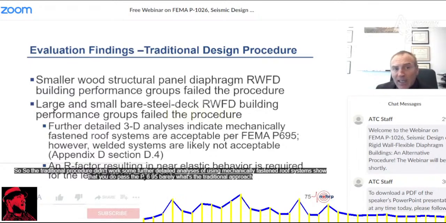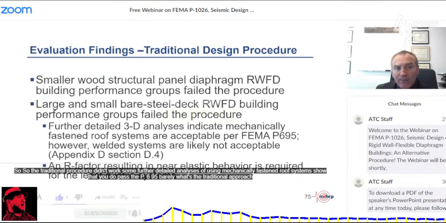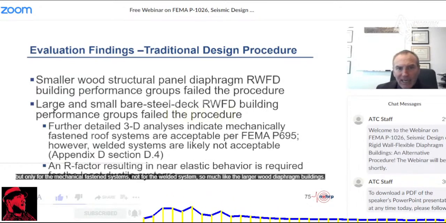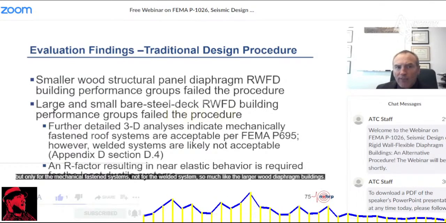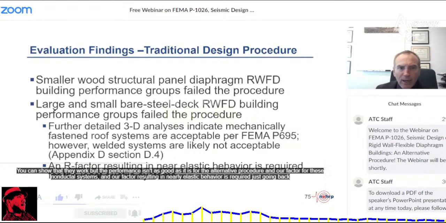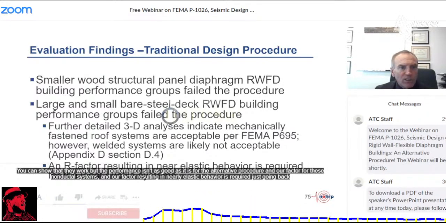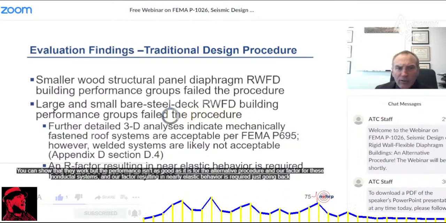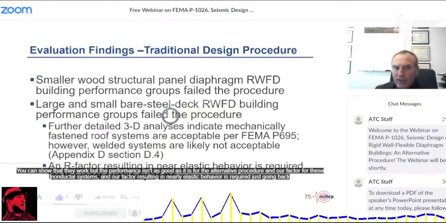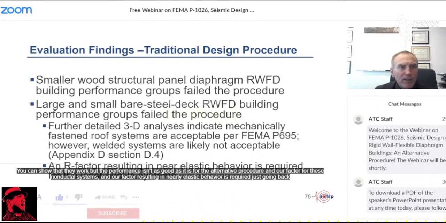Some further detailed analyses of mechanically fastened roof systems show that you do pass the P-695 barely with the traditional approach, but only for the mechanically fastened systems, not for the welded systems. So much like the larger wood diaphragm buildings, you can show that they work, but the performance isn't as good as it is for the alternative procedure. An R factor resulting in nearly elastic behavior is required for these non-ductile systems.